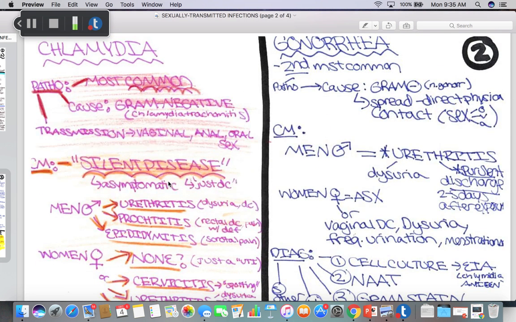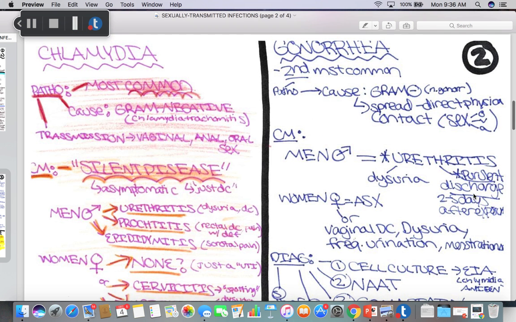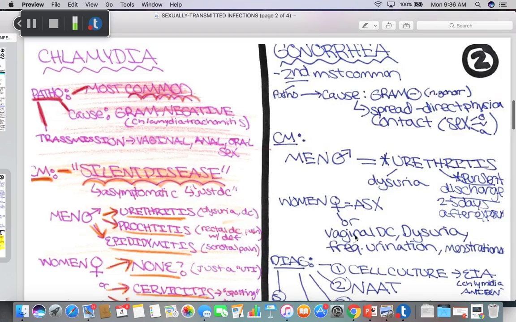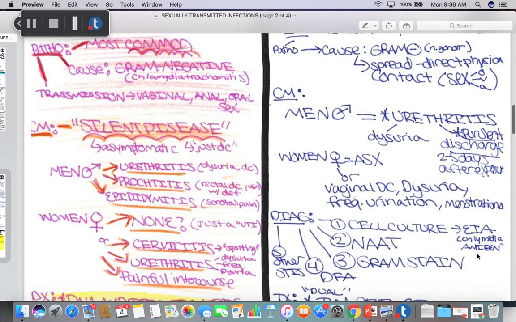Gonorrhea is the second most common STI. It's caused by a gram-negative organism that's spread via sexual contact, so oral, vaginal, or anal sex. Clinical manifestations in men: they're going to have urethritis, with dysuria and purulent discharge 2 to 5 days after exposure. Women can be asymptomatic, or they could have vaginal discharge, dysuria, frequent urination, and menstruation changes.